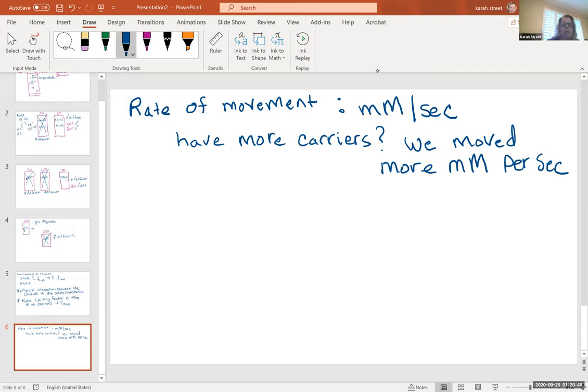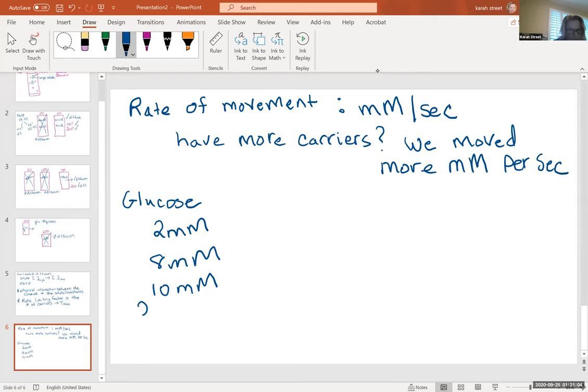We were playing with glucose. And we were playing with 2 millimolar, 8 millimolar, 10 millimolar, and we were playing with 2 millimolar mixed with 2 millimolar sodium chloride.